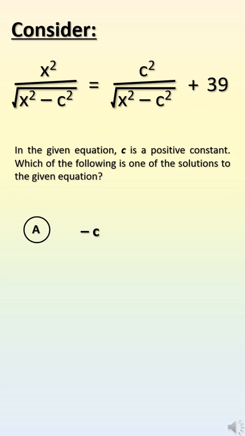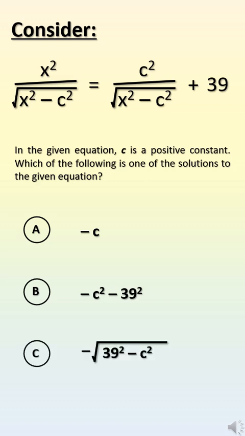A, minus c. B, minus c squared minus 39 squared. C, minus square root, or negative square root, of 39 squared minus c squared. Or D, negative square root of c squared plus 39 squared.